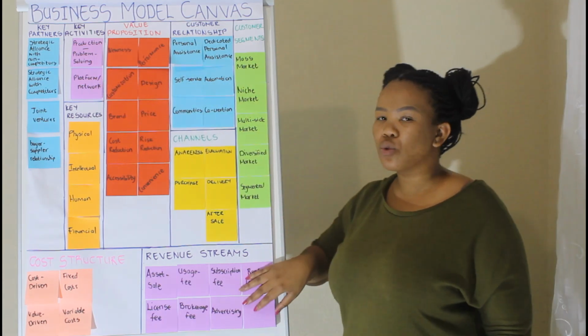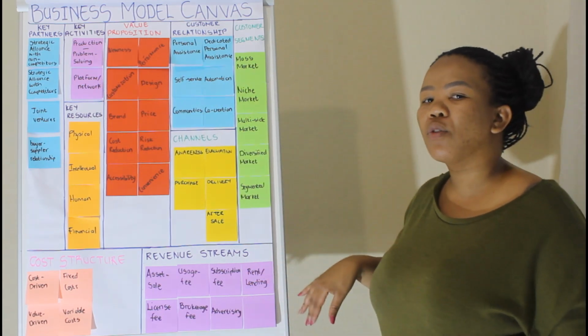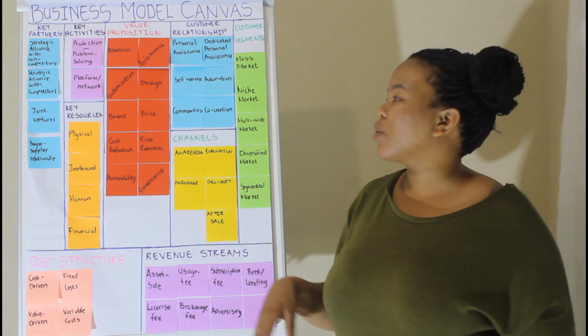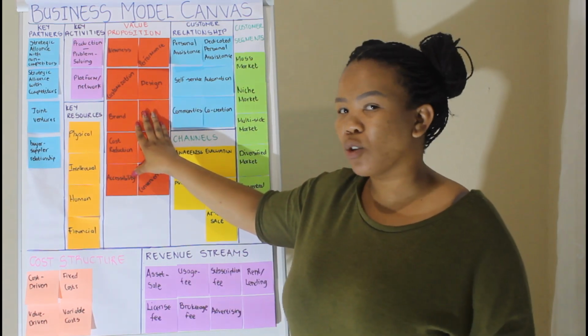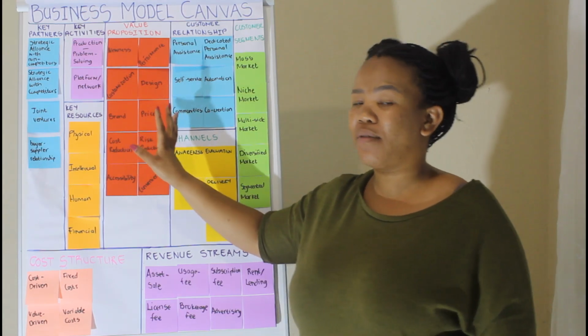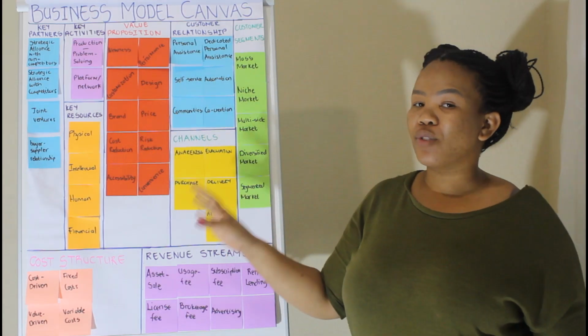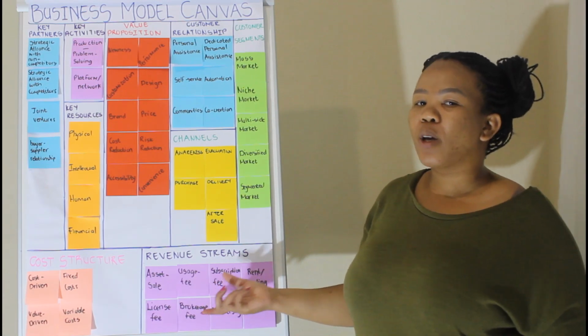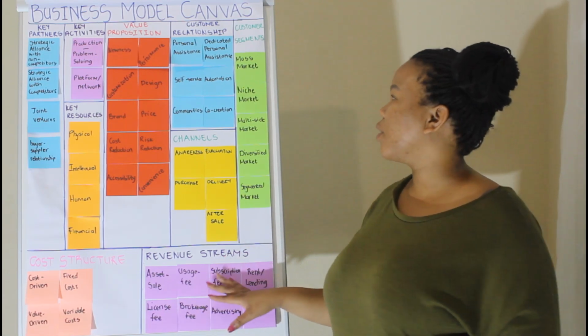Then in terms of revenue streams, you can ask yourself what kind of value people are willing to pay for. Because for example, you can have a killer value proposition, and people are just like, nah fam, I want that value for free. So you need to be able to determine what value people are willing to pay for and how they are willing to pay for that value.